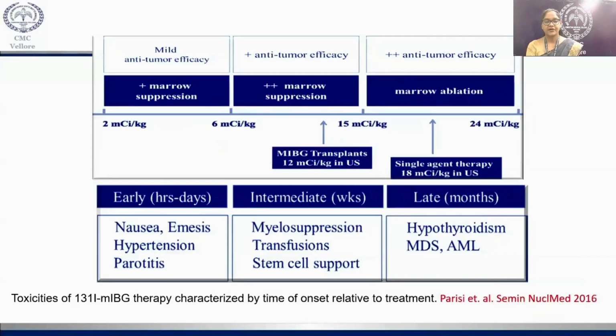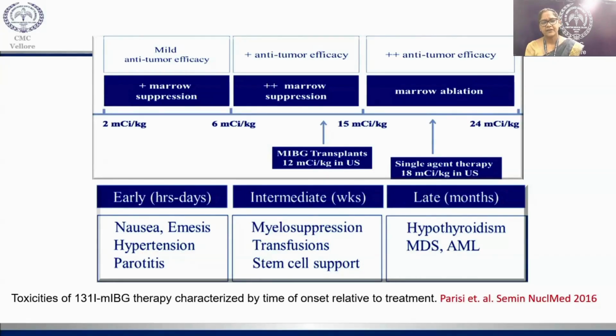So what is the toxicity of iodine 131 MIBG therapy? It can be characterized by time of onset relative to treatment and also the dose that has been given to the patient. When we are looking at a mild anti-tumor efficacy, it is given at a dose of 2 millicurie per kg. And when you're looking at significant marrow suppression, about 6 to 15 millicurie is being given. And if it is marrow ablation, 18 to 24 millicurie per kg body weight has been administered.